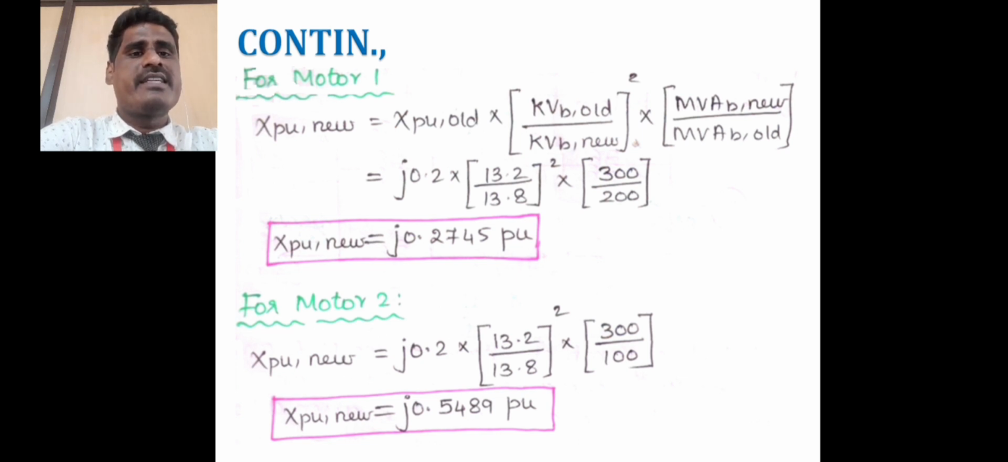Next we can calculate motor 2. Reactance value is j0.2, kV_B old value is 13.2 and kV_B new value is 13.8, MVA_B new value is 300 and MVA_B old value is 100. So, just substitute all those values in the same formula, finally we can get the result X_pu new equal to j0.5489.